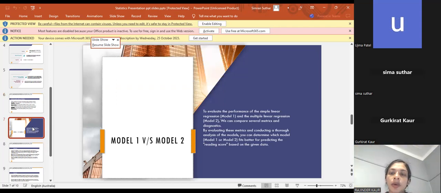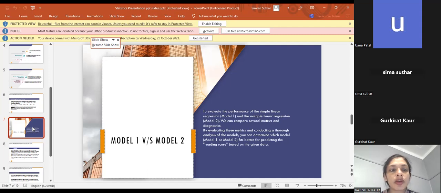We have discussed Model 1 versus Model 2. To evaluate the performance of the simple linear regression Model 1 and the multiple linear regression Model 2, you can compare several metrics and diagnostics. Model 1 is simple linear regression. In Model 1, you would select one independent variable, for example math score, to predict the dependent variable, for example reading score. In Model 2, multiple linear regression, you would include multiple independent variables, for example math score and writing score, to predict the dependent variable, for example reading score.